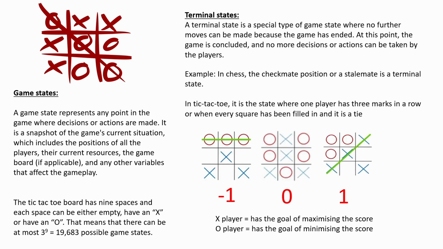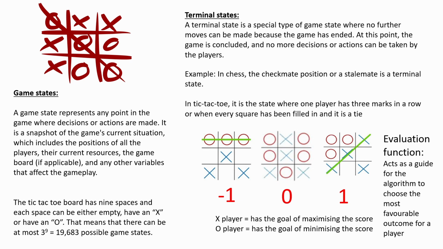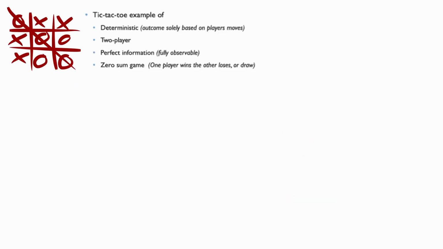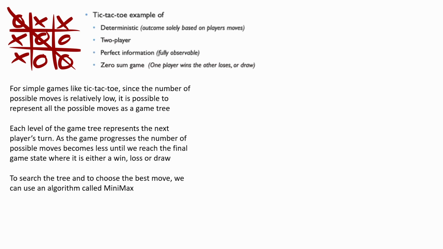Now, we're going to assume that the X player has the goal of maximizing the score, in which case the O player has the goal of minimizing the score. So the X player would be trying to get the +1 at every game it plays, and the O player will be trying to achieve a -1 in every game that they play. This is called an evaluation function, and it acts as a guide for the algorithm to choose the most favorable outcome for the player. Now, tic-tac-toe is an example of a deterministic two-player perfect information zero-sum game, and because it has relatively few possible moves, it is possible to map out and make an entire game tree.